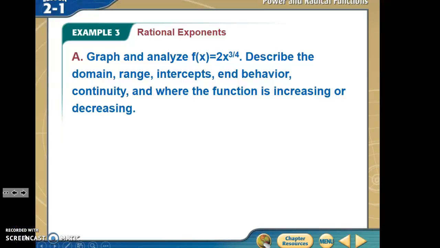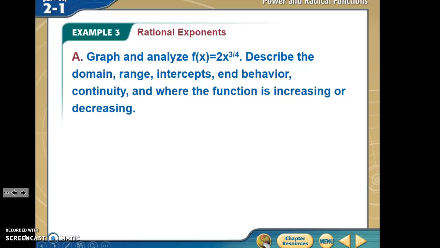So picking up where we left off yesterday, looking at power and radical functions. Example 3, rational exponents. So what's a rational exponent? A fraction. Like when we have a rational function, where we have our x's in the denominator, it's a fraction. So a rational exponent is x to a fraction power. We're going to describe the domain, range, intercepts, end behavior, continuity, and where the function is increasing or decreasing.